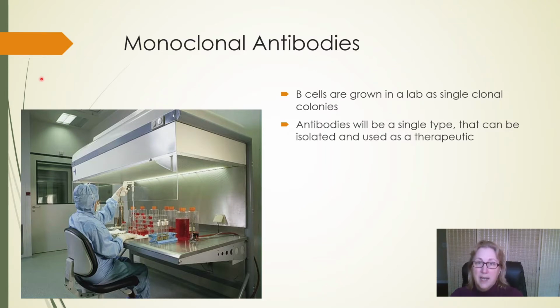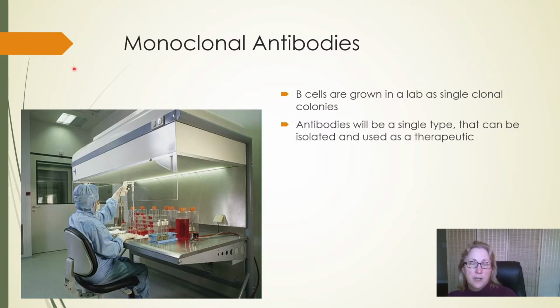that's producing that antibody, and as long as you keep growing those cells, you'll continue to be able to harvest antibodies from them. And it's called monoclonal because mono means one. So monoclonal antibodies means that we're getting an antibody of a single type.